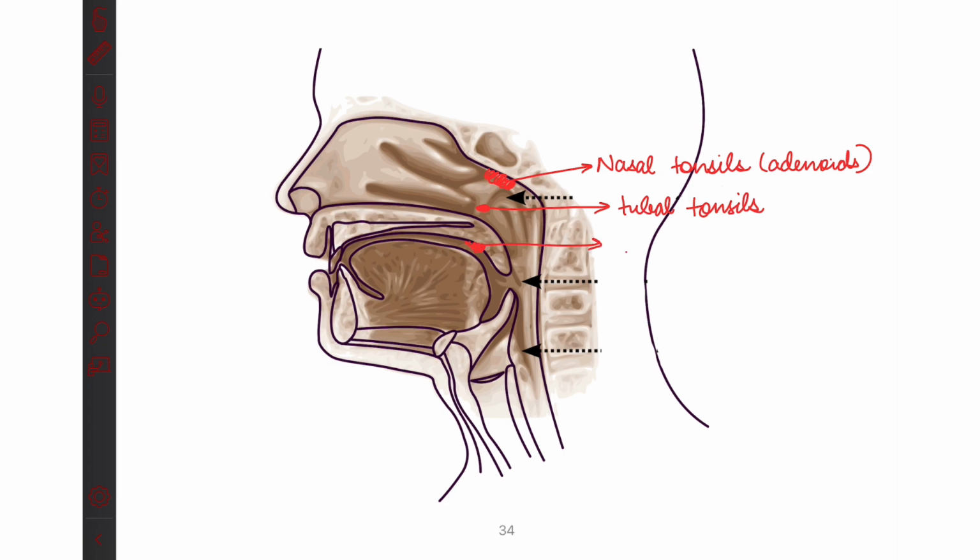In the oropharynx here, we have the palatine tonsils. And here we have the lingual tonsils. So these two are present in the nasopharynx and these two are present in the oropharynx. Now let's look at the Waldeyer's ring.